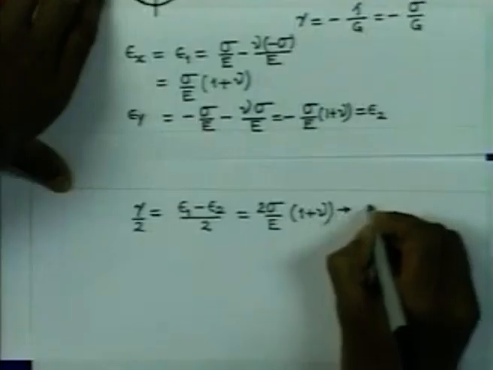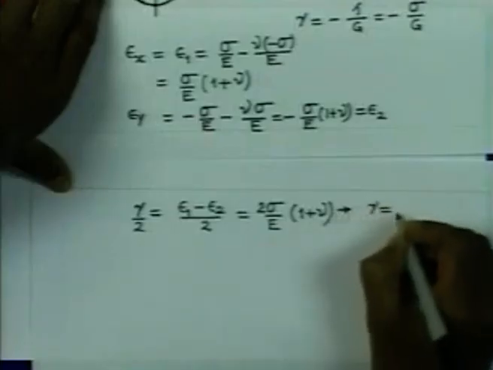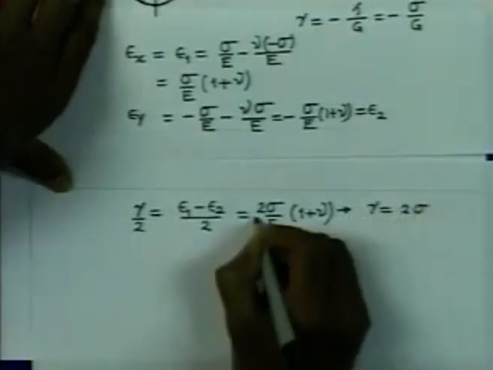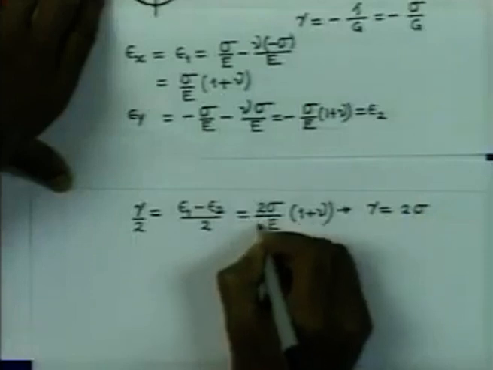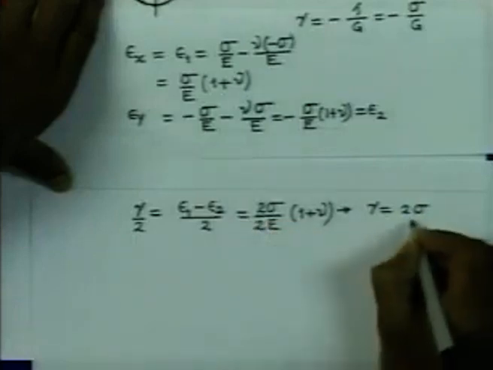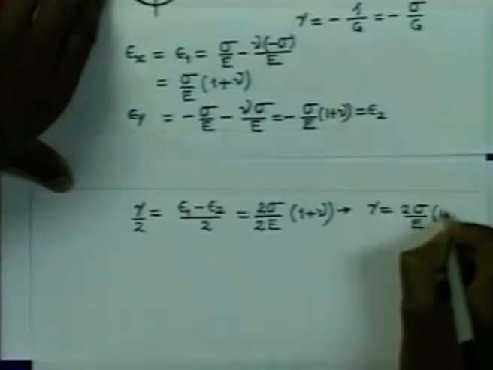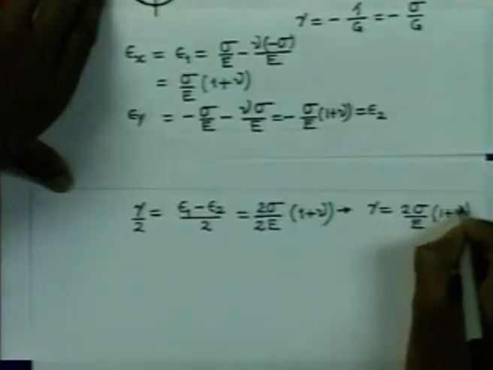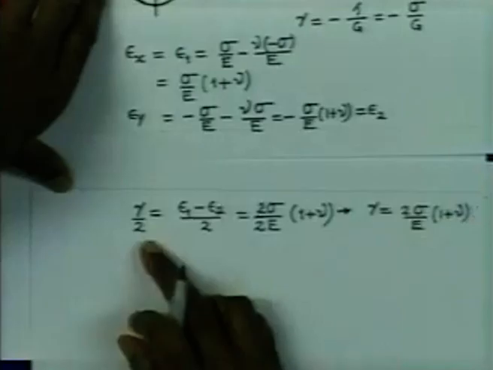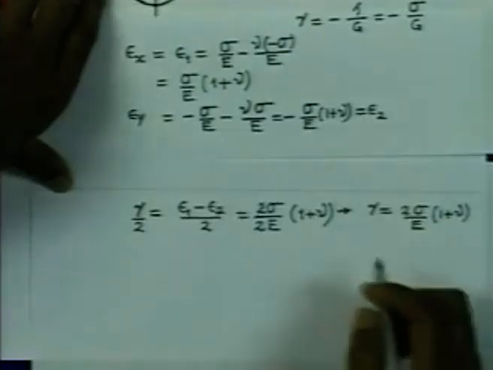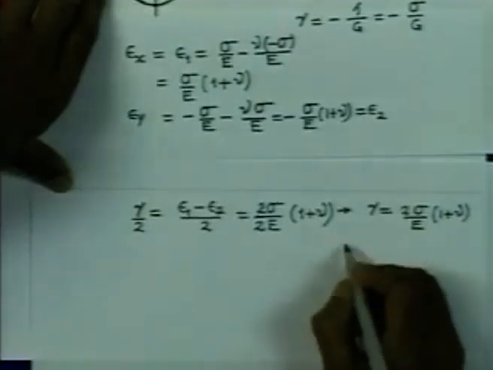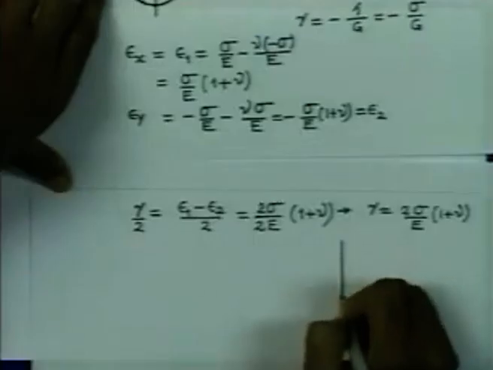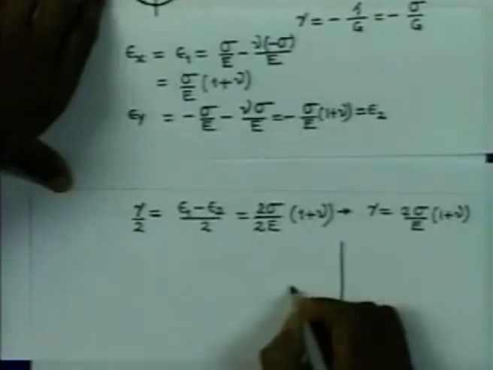Therefore, again gamma is equal to 2 times, I am sorry, there is one half here. So, therefore, this divided by 2. So, therefore, gamma is nothing but 2 sigma by E into (1 plus nu). The maximum shear strain, if you see the Mohr circle for strain, if we draw, you will find like this.